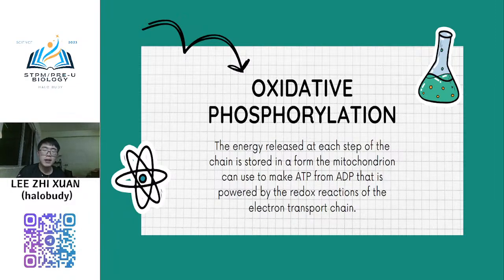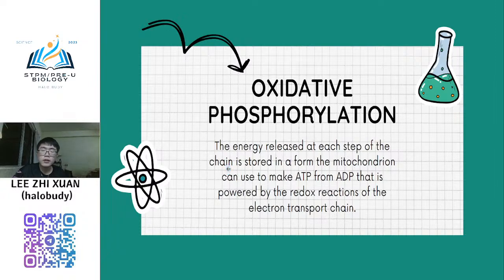Awak nak form ATP, nak guna ATP again to form energy. So memang not make sense. So energy datang dari mana? Energy released at each step of the chain.